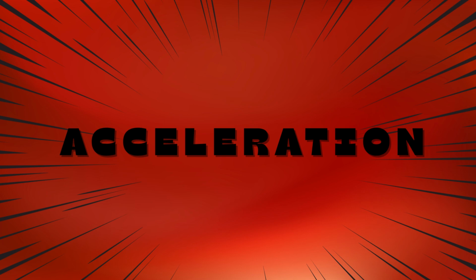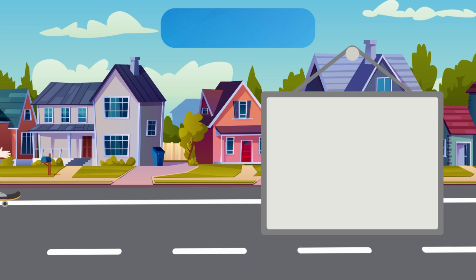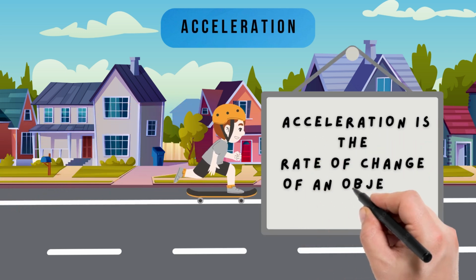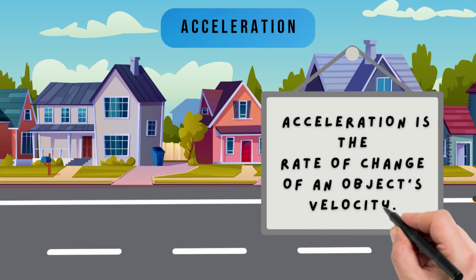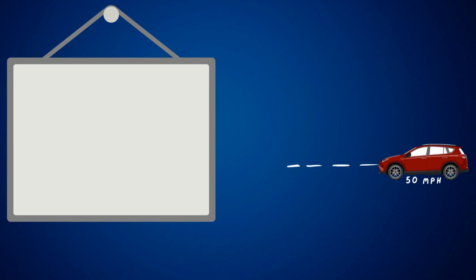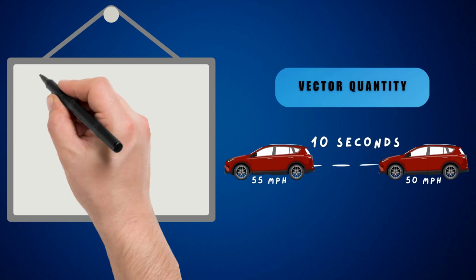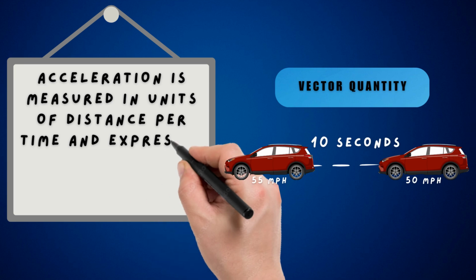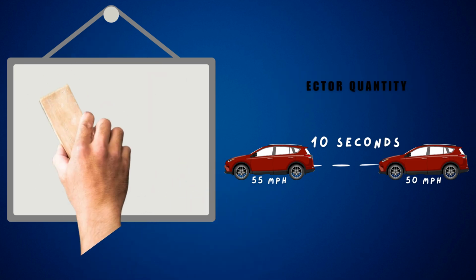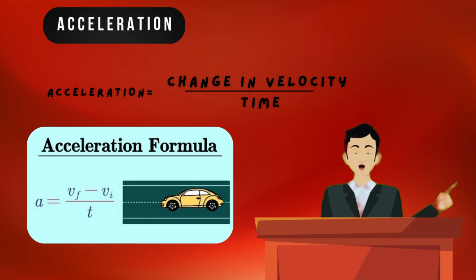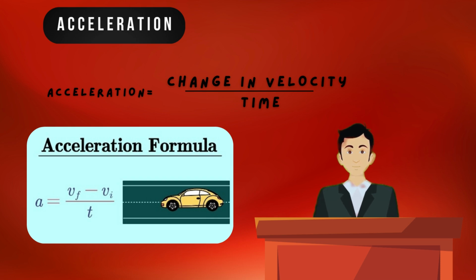Now let's have acceleration. Acceleration is the rate of change of an object's velocity. Acceleration is measured in units of distance per time and expressed as meters per second squared. The formula for average acceleration is average acceleration equals change in velocity divided by time. Because acceleration measures how quickly an object's speed and direction change. It's all about how much the velocity increases or decreases over a period of time, showing how fast something speeds up or slows down.